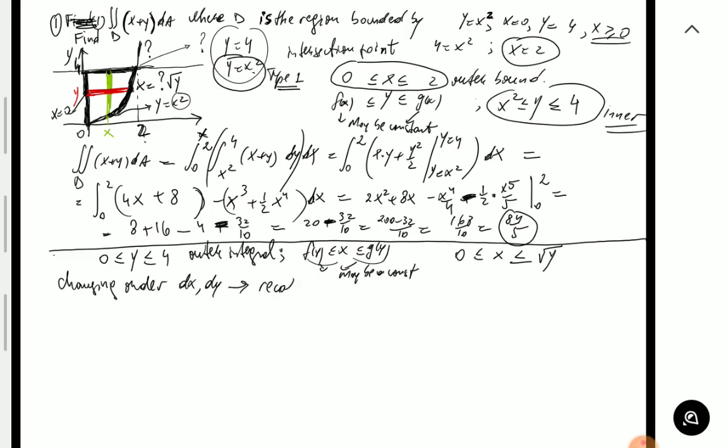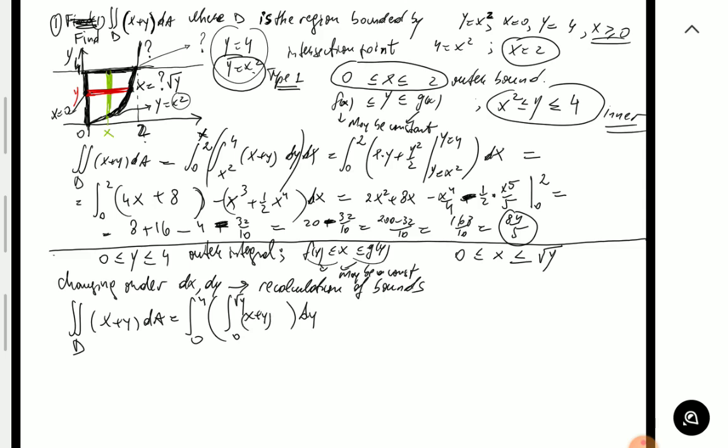Means recalculation of those bounds. So in this case, the same integral again is 0 to 4 with respect to dy, and then the innermost integral 0 to square root of y, x plus y dx. I can tell already that this is probably going to be easier to compute because I have two zero bounds, which ought to make the calculation easier.